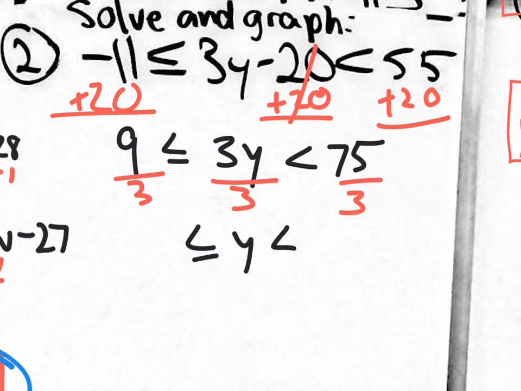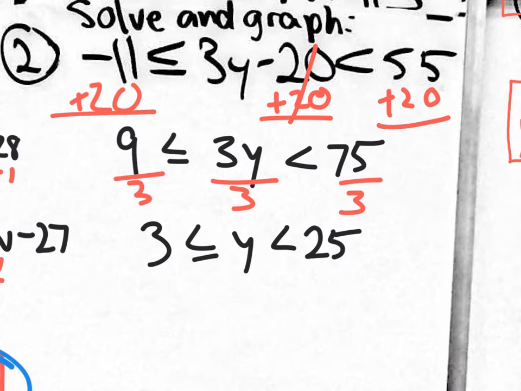Notice I'm not flipping the inequalities because I did not divide by a negative. If this would have been a negative 3, I would have divided by negative 3, divide by negative 3, divide by negative 3, and these would flip, but that's not happening in this case. We didn't divide by a negative. 9 divided by 3 is 3, and 75 divided by 3, there's 3 quarters in 75 cents, so that's 25. Now this is a compound inequality, but it's solved. That's our answer.